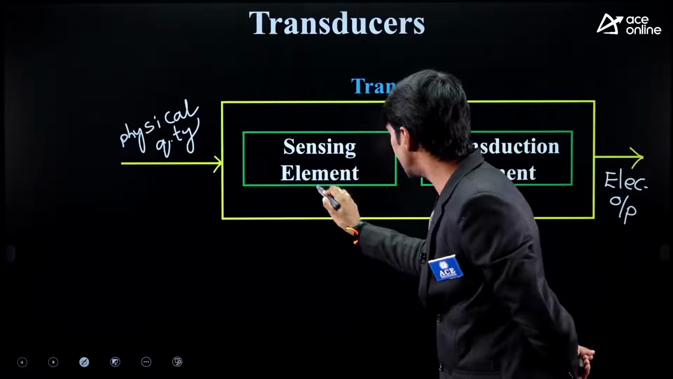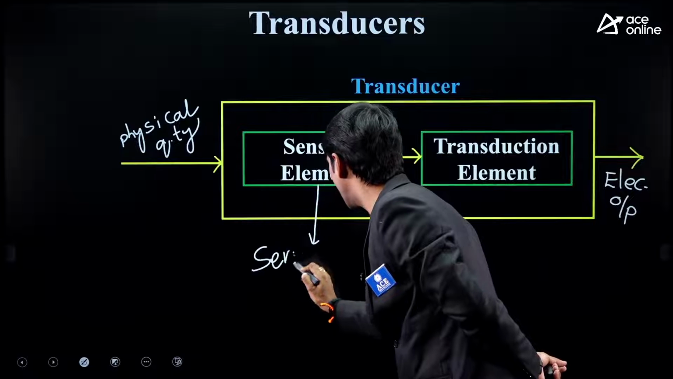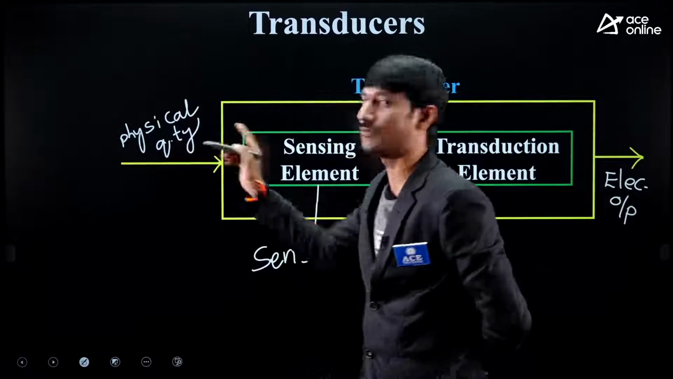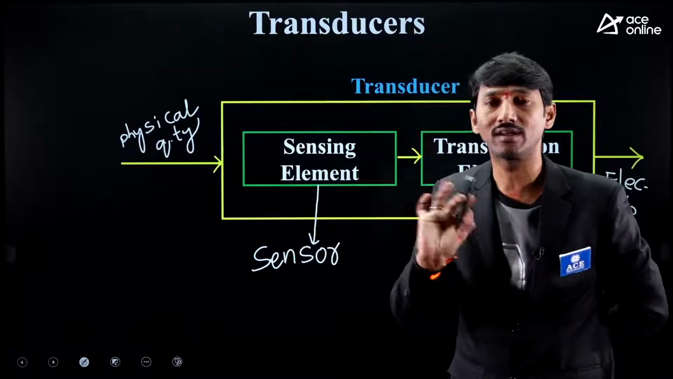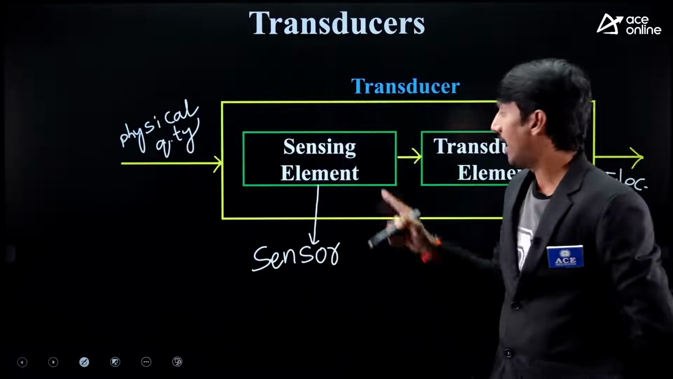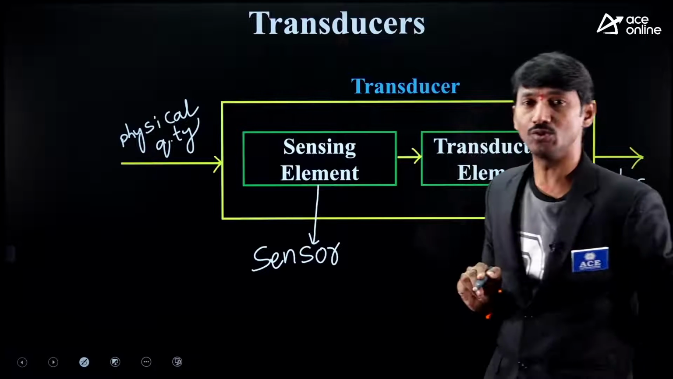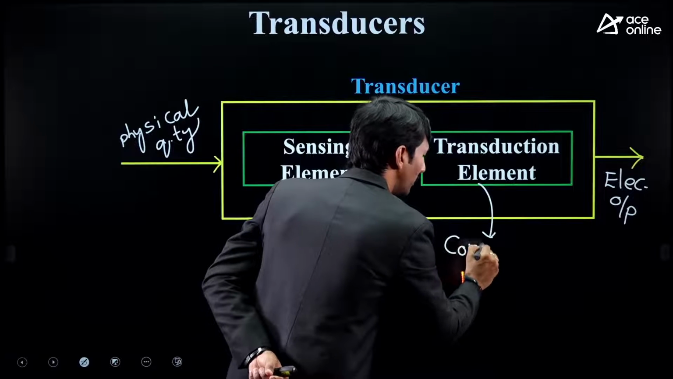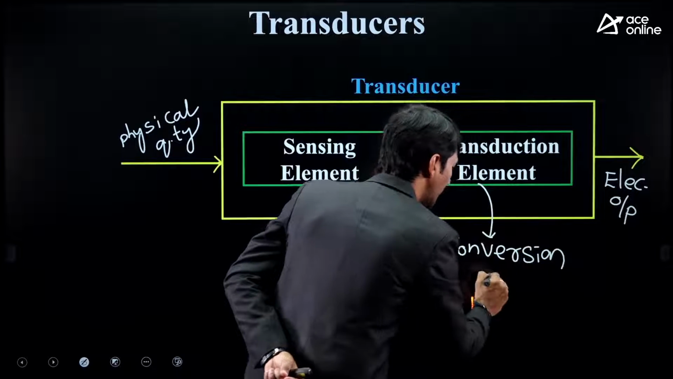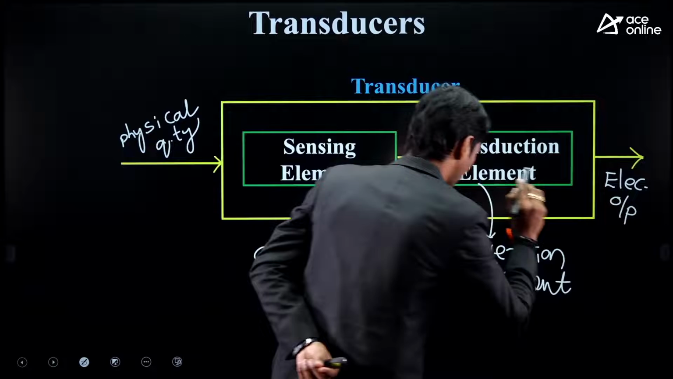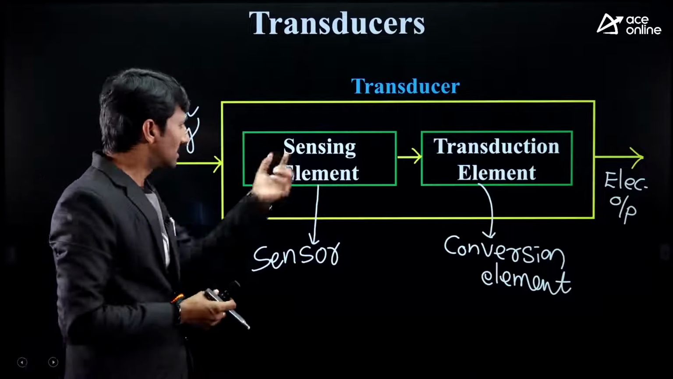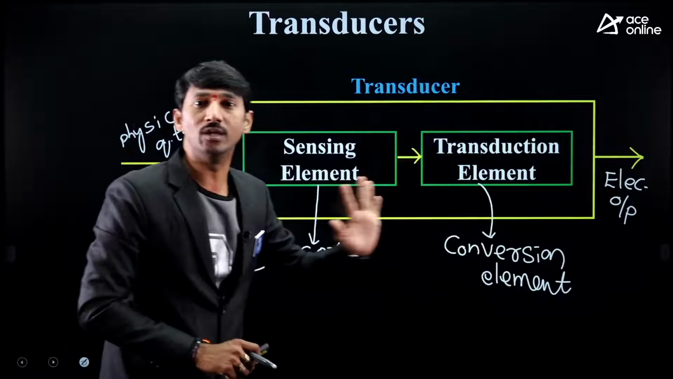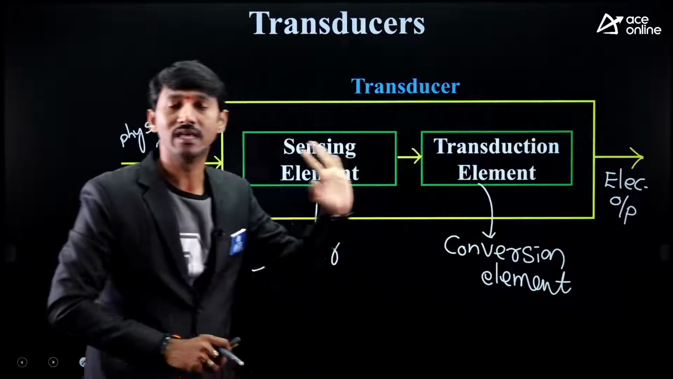This is called a sensor. The sensing element is called a sensor. A sensor only senses the corresponding physical quantity. Be clear, a sensor will not convert. It only senses and gives the corresponding thing to the transduction element. So the entire conversion process takes place here. Therefore, the transduction element in common language can also be called the conversion element. Clear everyone? The sensing element is the sensor, and the transduction element is the conversion element.